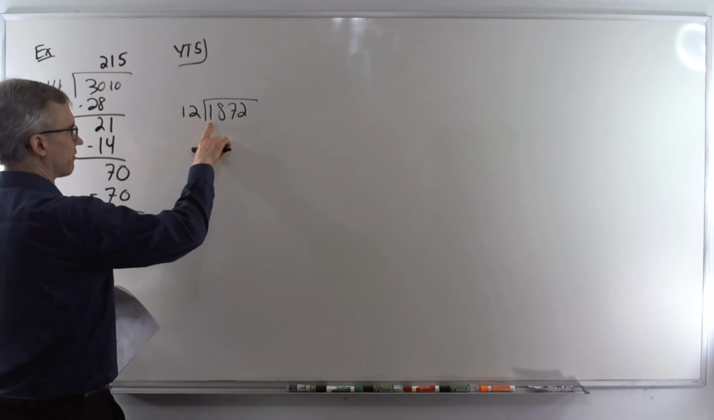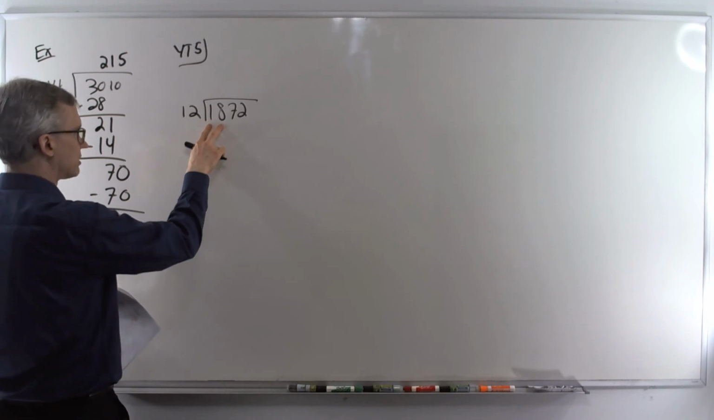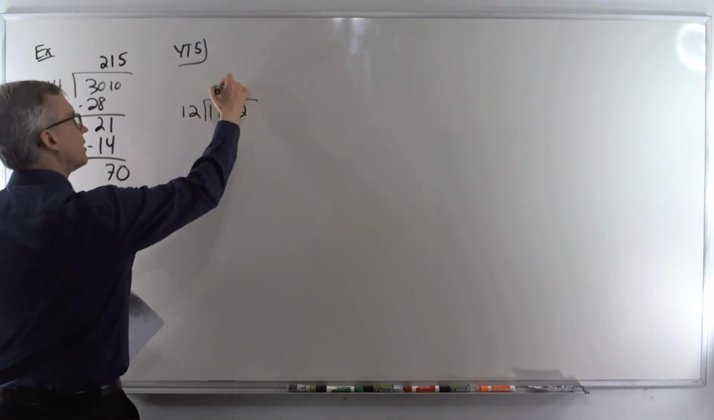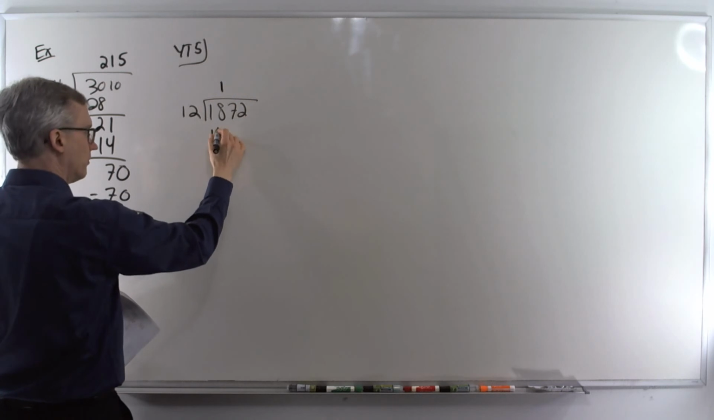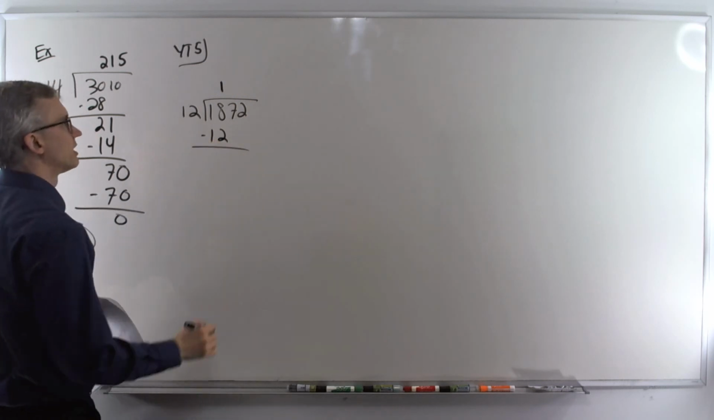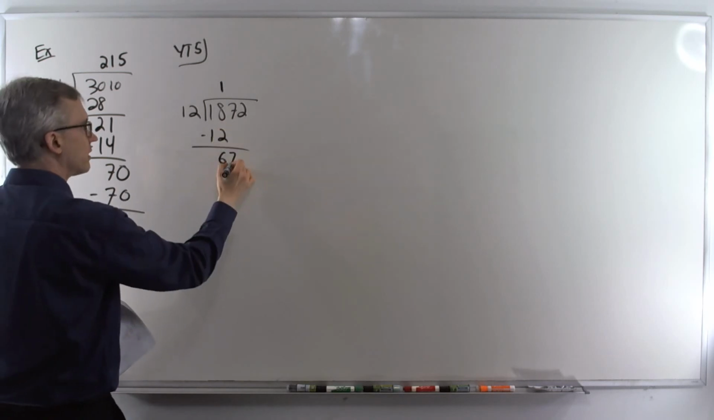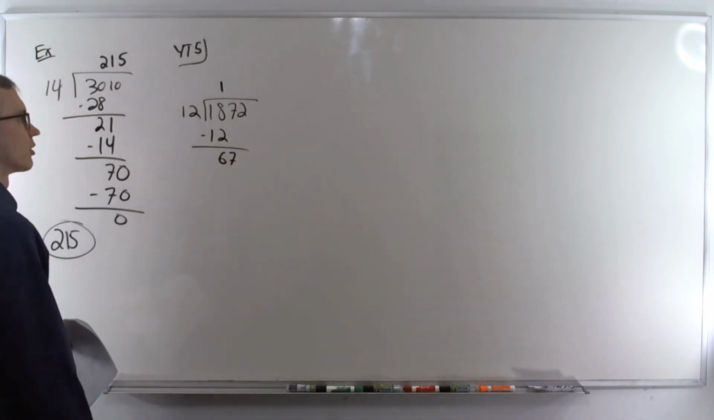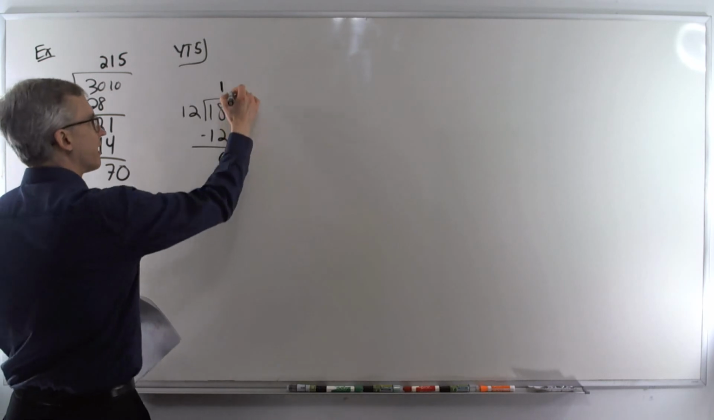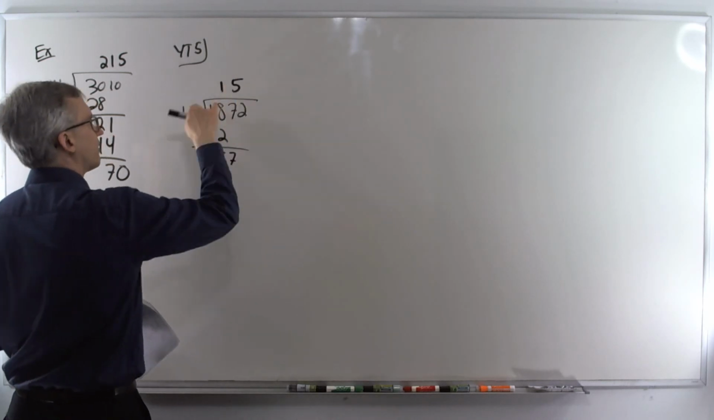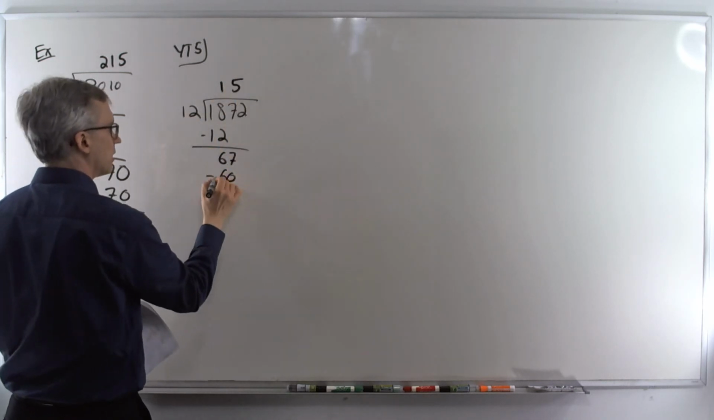All right, we're going to skip over that first digit, go right to the second digit, 18. How many times does 12 go into 18? 1 time. 18 minus 12 is 6. Now we'll bring down the 7. And how many times does 12 go into 67? That'll be 5 times. 5 times 12 is 60.